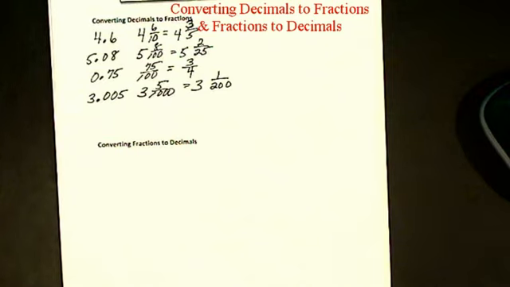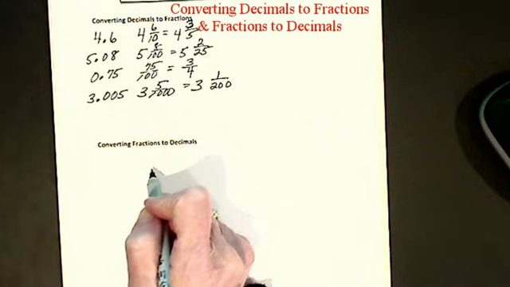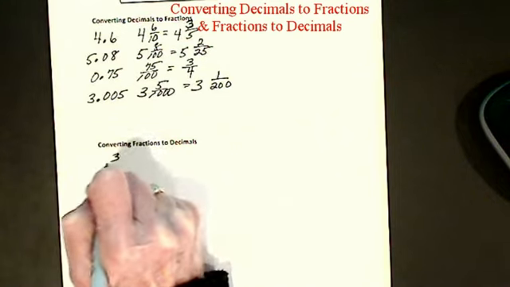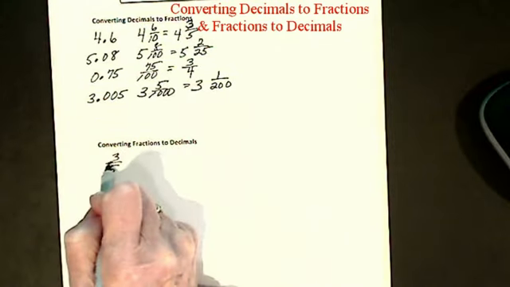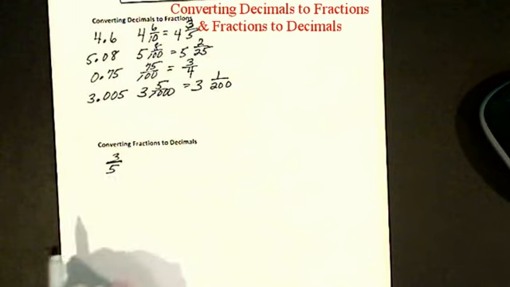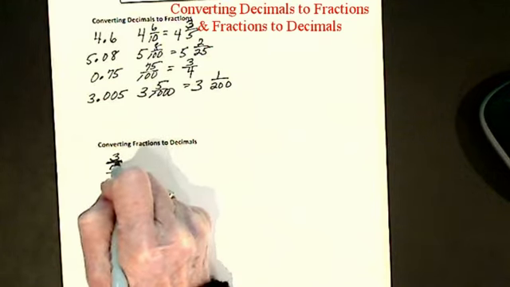So changing a decimal to a fraction is easy. You just say it out loud, simplify the fraction. Fractions to decimals, just a little harder. Let's say I have 3/5. This fraction bar always means divide. This means 3 divided by 5.